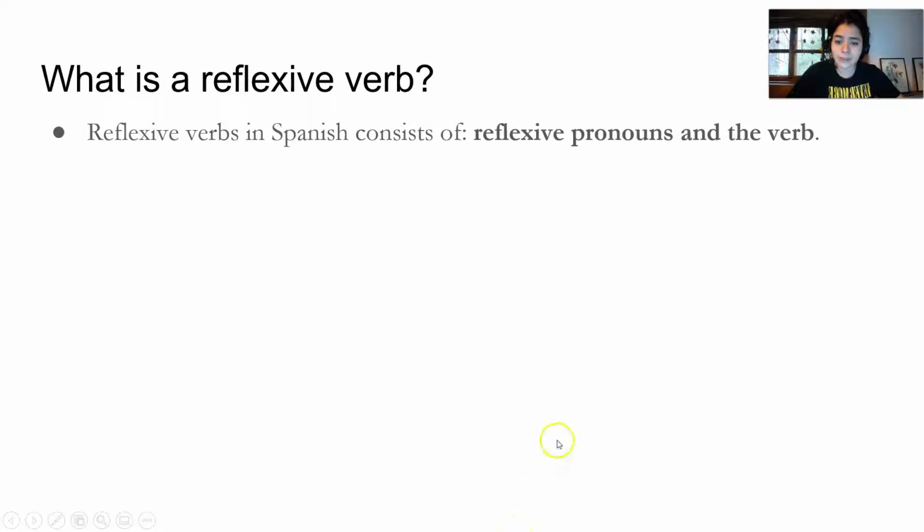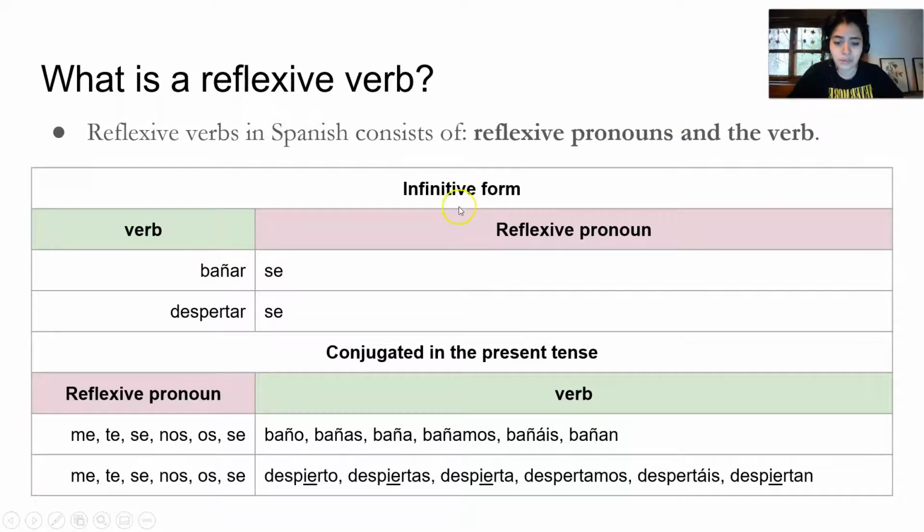So reflexive verbs in Spanish consist of two elements, a reflexive pronoun and the verb. In the infinitive form, you can recognize a reflexive verb because it has the reflexive ending se attached to it. Bañarse, despertarse. Bañarse means to take a bath and despertarse means to wake up. In the infinitive form, always remember the reflexive pronoun is attached to the end of the verb. And then when you conjugate the verb in the present tense, the reflexive pronoun changes its position and goes in front of the conjugated verb.